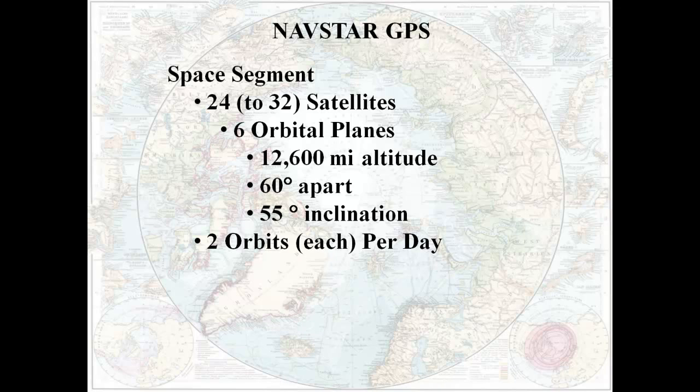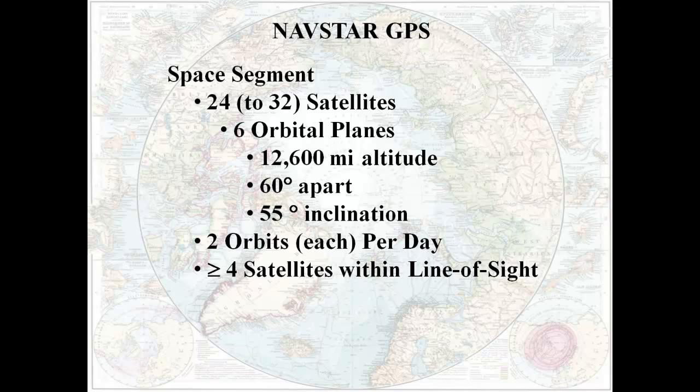Each of them goes around the planet about twice a day. That works out so that there's going to be at least 4 satellites within the line of sight of any spot on the planet.